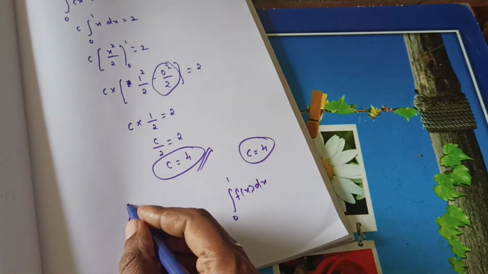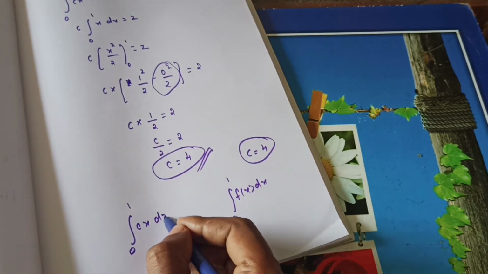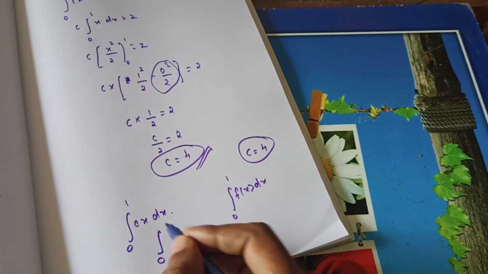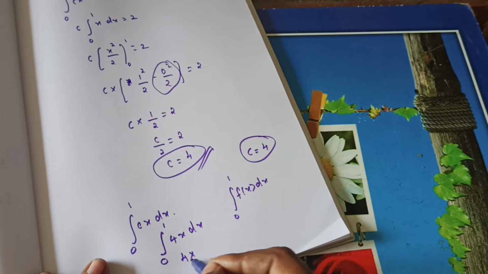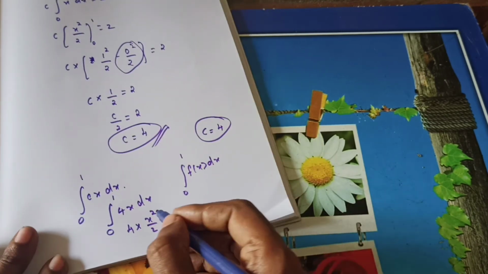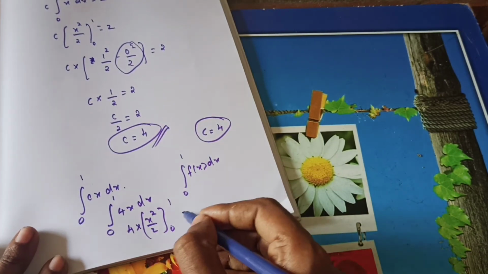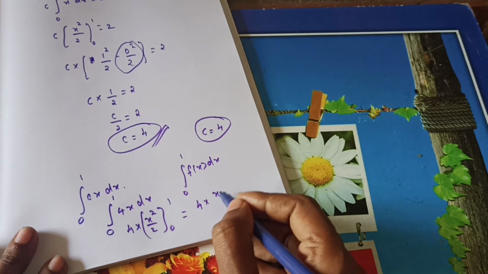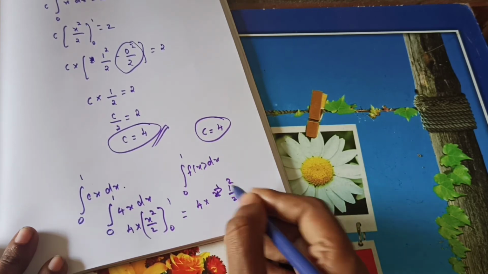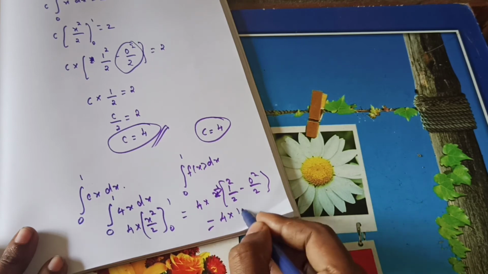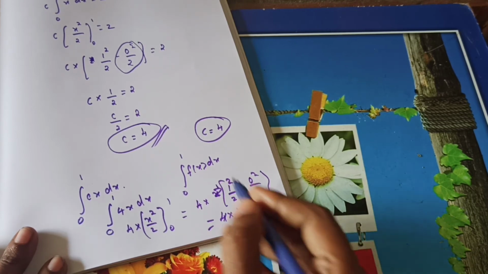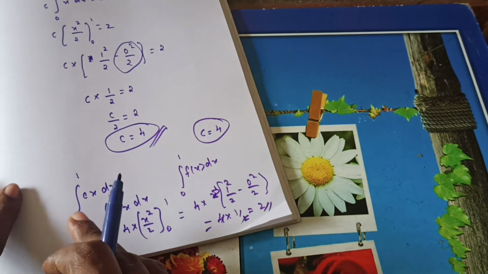So f of x value is cx, is it right? So cx dx. In the place of c apply 4. 0 to 1 4x dx. Now integrate, 4 is a constant. If you are integrating x you will get x square by 2. Now apply the limit: 4 into 1 square by 2 minus 0 square by 2. So you will get 4 into 1 by 2, that's equal to 2. Now you got the given answer, correct? So our answer is correct.